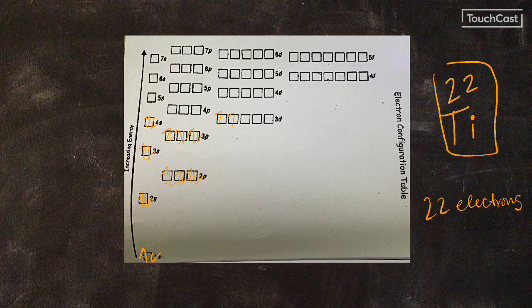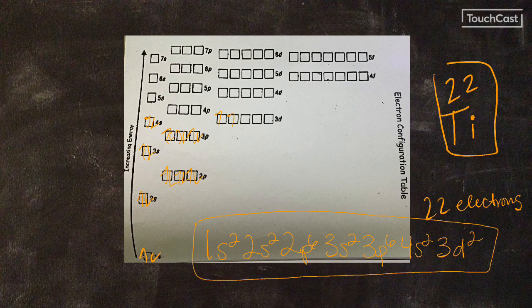Notice I filled my 4s before I filled my 3d. Then I go ahead and I write it the same way that I wrote it before. I go 1s2, 2s2, 2p6, 3s2, 3p6, 4s2, 3d2. And that would be my electron configuration for titanium.